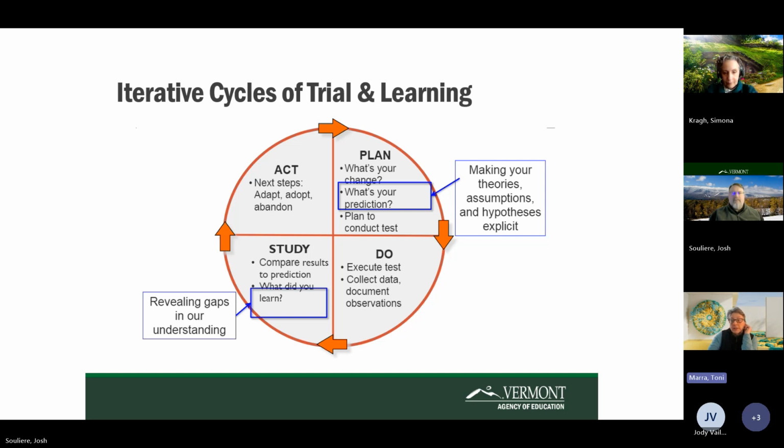about student progress, as well as any process or implementation factors that need to be considered for adjustment, spread, or scale. During the study and act phases, you are reflecting on the data collected, making sense of the results, and determining whether to adapt the change, adopt it for full implementation, spread or scale, or abandon it in favor of another evidence-based change. All of these decisions should be based on data.